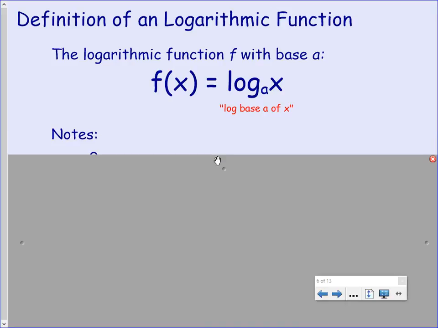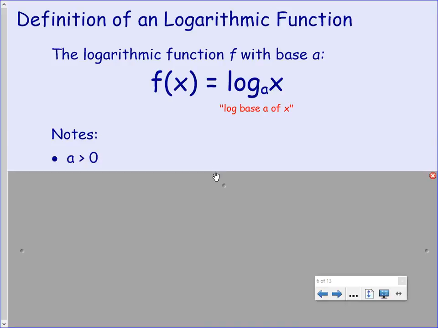Remember that this is the inverse of the exponential function a to the x, so some of our notes from yesterday still apply, like a must still be greater than 0. You won't ever have a logarithm whose base is a negative number. Okay, so the base to a logarithm is always a positive number.